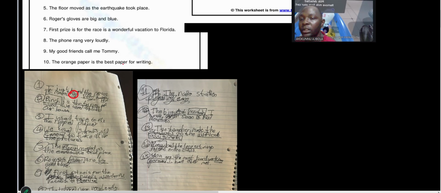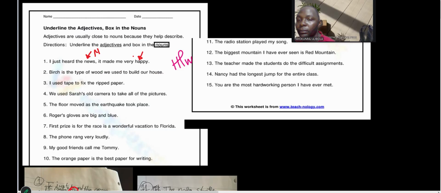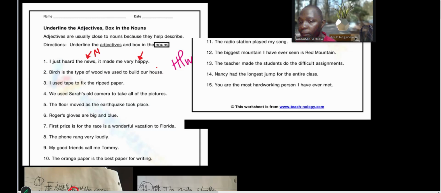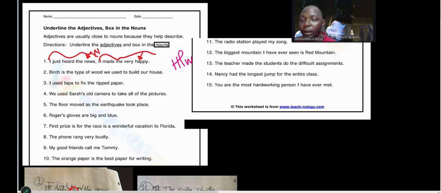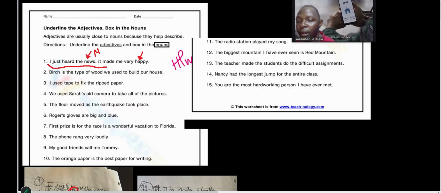So if you pick happy, you didn't pick the noun. Me is a pronoun replacing a name, right? If I want to put a name there, maybe my name is Mike, I would say Mike just heard the news. It made Mike very happy. So there are two words that replaced Mike there. That's I and me, right?